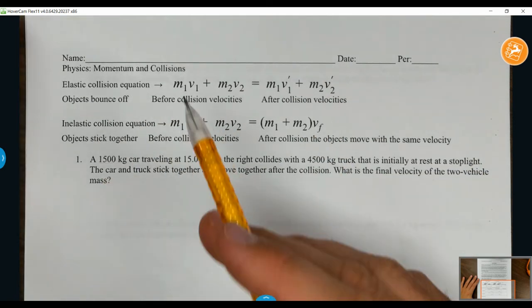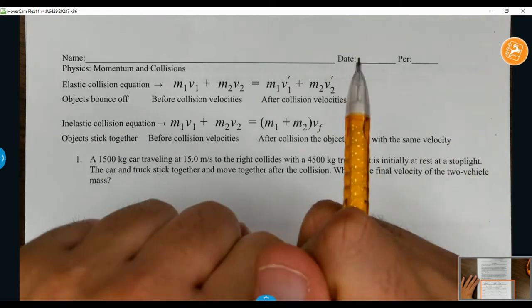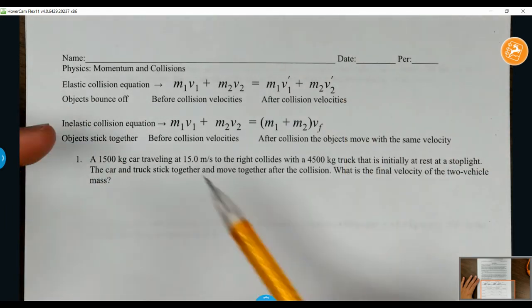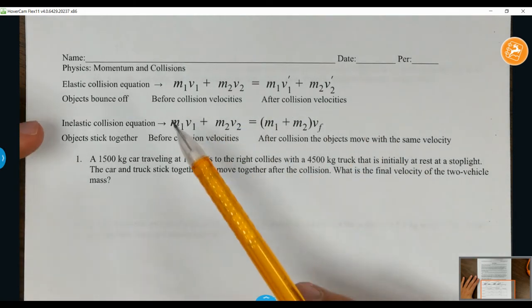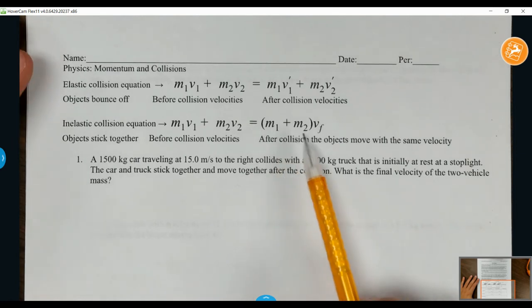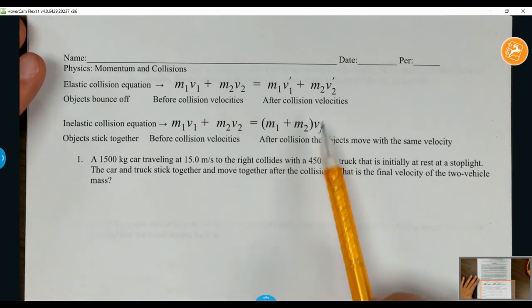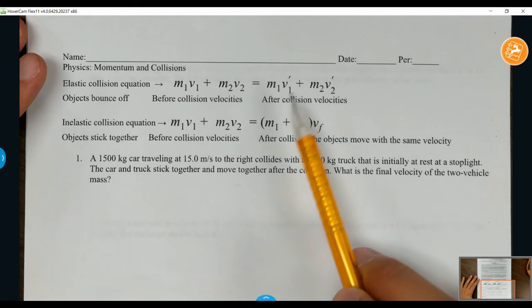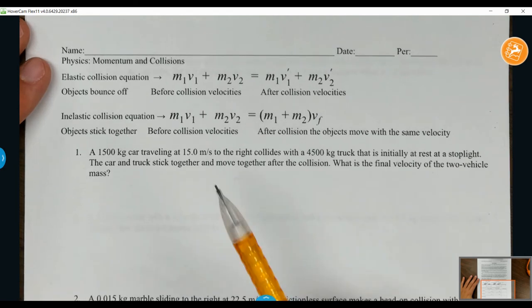So for inelastic collisions, the objects are going to hit each other and bounce off. They're never going to stick together. Perfectly inelastic collisions, which are what we are dealing with, the objects will stick together. At that point, it becomes like a whole new object that moves as one. So they don't have different separate velocities. They move at the same velocity.